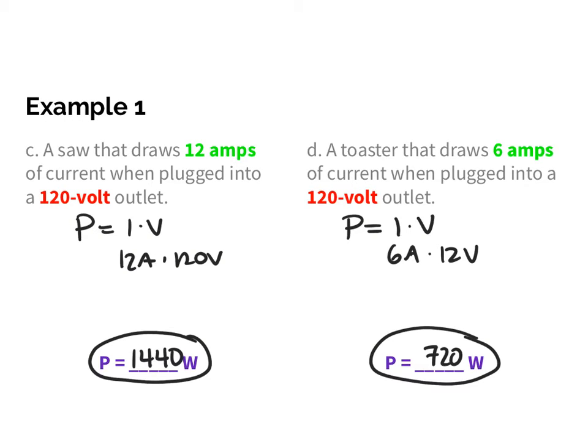So power, again, is related to the current and the voltage. In the first two examples, we looked at what happens if we know the power rating, how much current is going to be produced. But now if we know the current and the voltage, we can talk about the power that it's actually going to be utilizing.